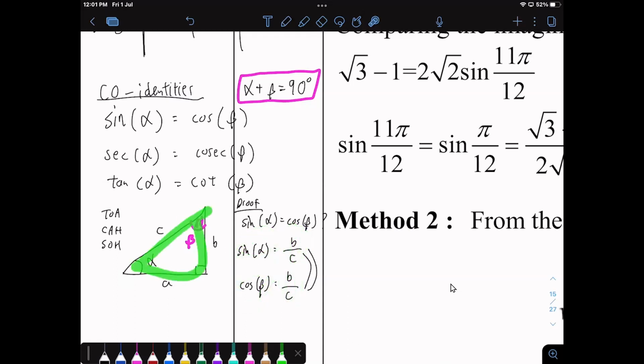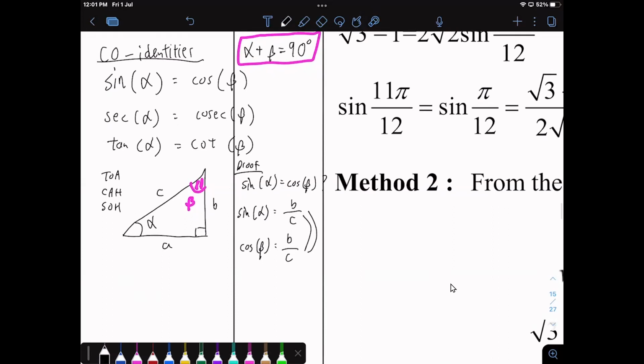This applies to all triangles as long as the angles add up to 90 degrees. You can check also secant alpha, cosecant beta, tangent alpha, cotangent beta. The trick here is no co, yes co, no co, yes co, no co, yes co. I call them the co-identities. Do you want me to verify the other two? Don't need to; usually you only need the first one.